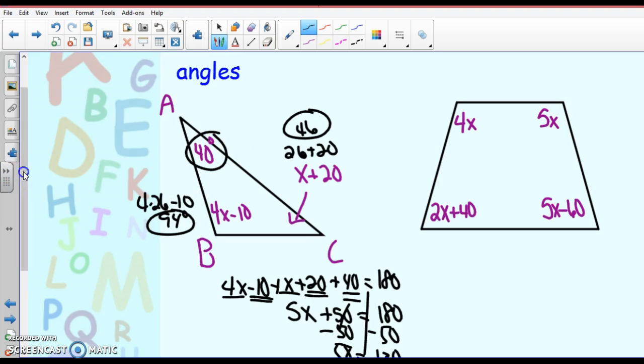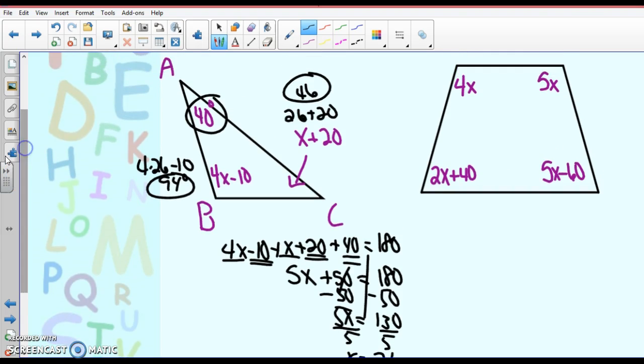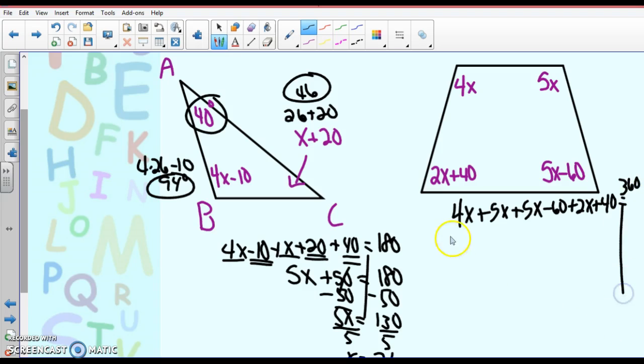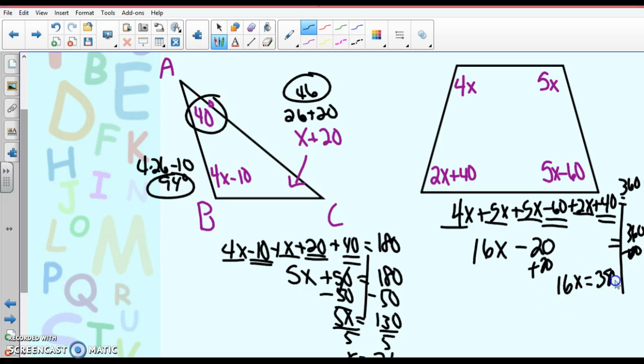All right, second problem. I need to add these all together, and it is a quadrilateral, so they add up to 360. So I'm going to have 4x plus 5x plus 5x minus 60 plus 2x plus 40 equals 360. All right, combine my terms. I'm going to have 16x minus 20 equals 360. Add 20 to both sides, and I have 16x equals 380. So 380 divided by 16 ends up being 23.75. So that's what x is.